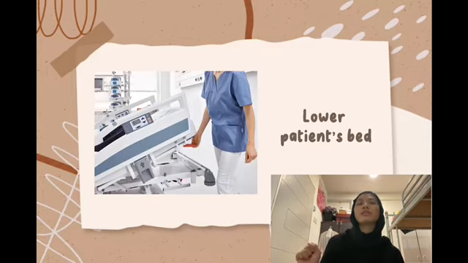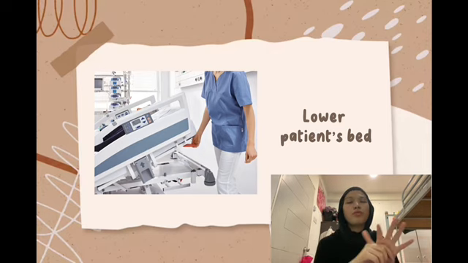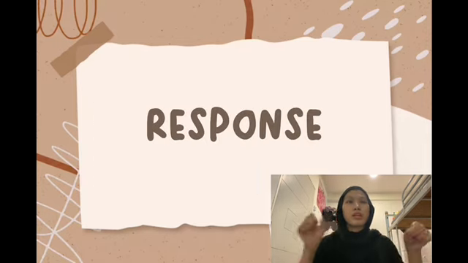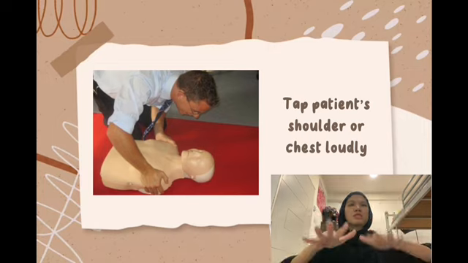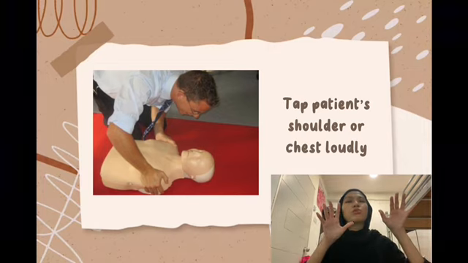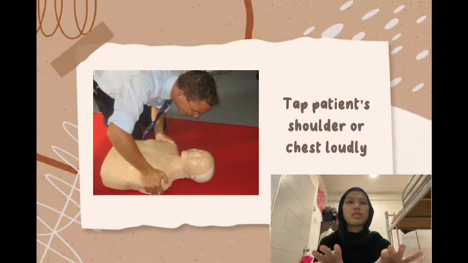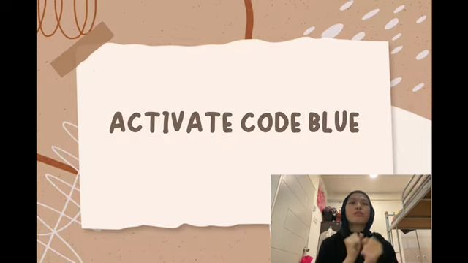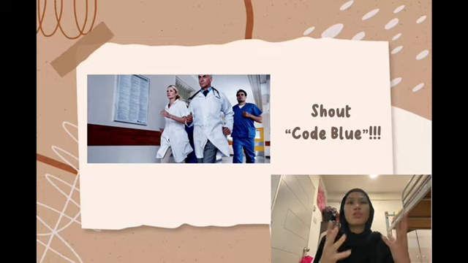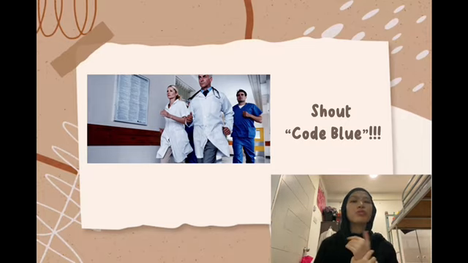until it becomes flat. Then we check for the patient response by shaking her shoulder, or we can just tap her chest but loudly, and also shout her name to make sure whether she is responsive or not. So if the patient is not responding, we can activate code blue or direct another rescuer to activate code blue by calling 200 on the internal phone line. Make sure when you activate code blue, you have to shout loudly, so people will come immediately. The code blue team will notice and also come immediately.